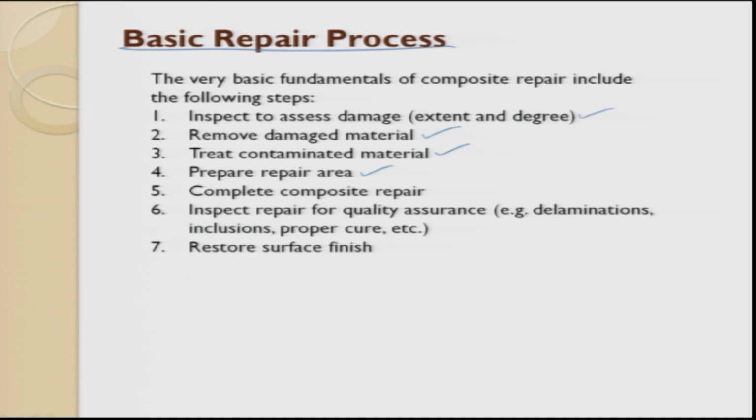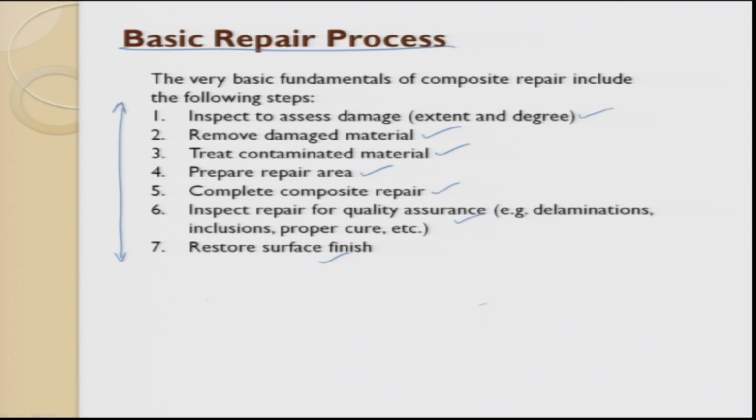Then prepare a repair area. Generally, for the repair area we try to gouge some amount of good material also, so that we can try to have a uniform laying of it. Then complete the composite repair, inspect for quality assurance, and then restore the surface finish. Restoring the surface finish means giving a very smooth layer. So, these are the steps which are involved.